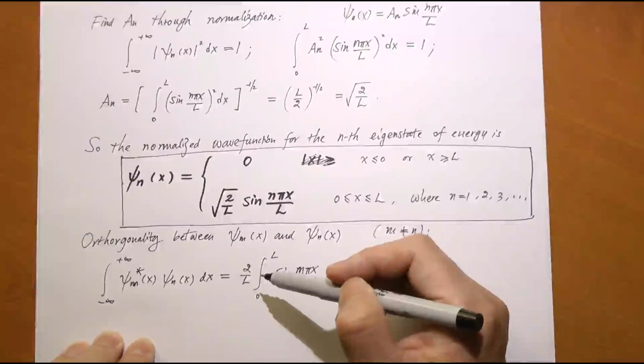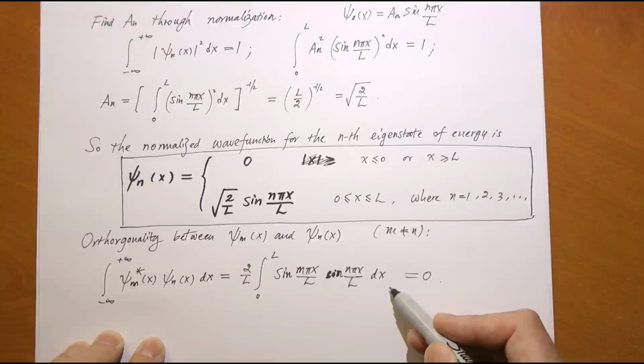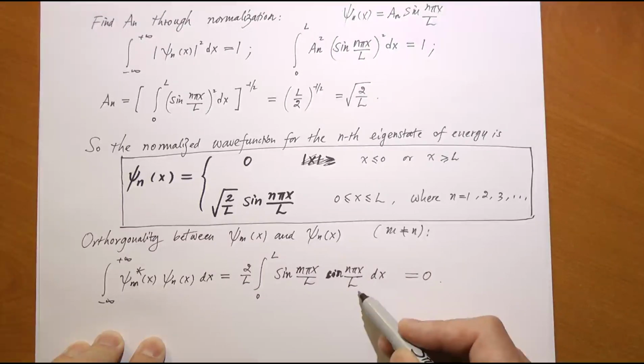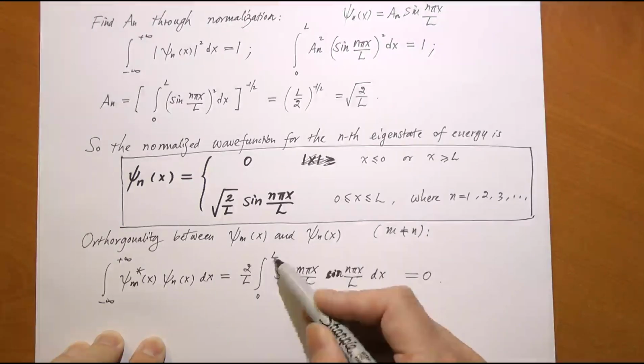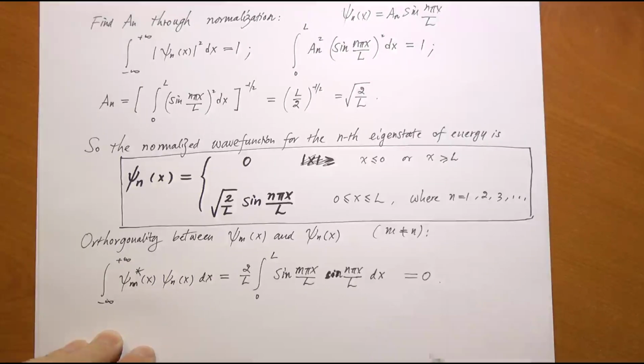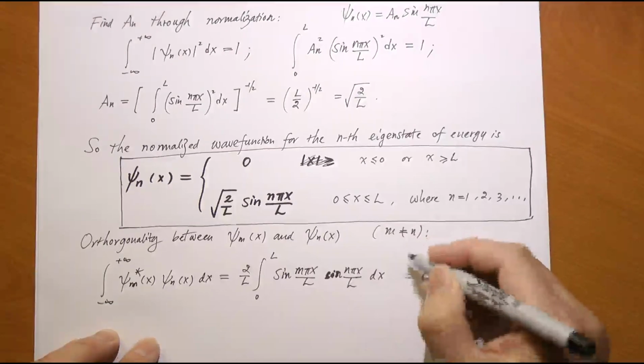In this case, that would require the following integral to be 0. Sine m pi x over L times sine n pi x over L, integrating between 0 and L. It has to equal 0, otherwise our condition would be violated. Now we never proved that condition. But I said, trust me, it's true. Now here we have a first test. Is this equal to 0?